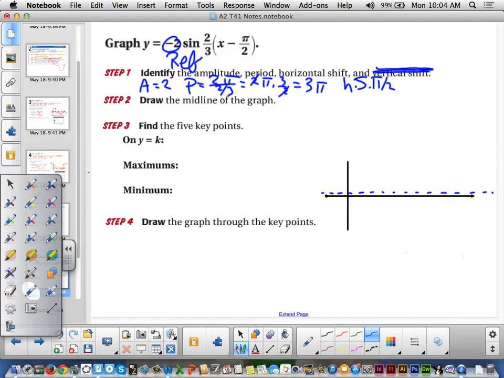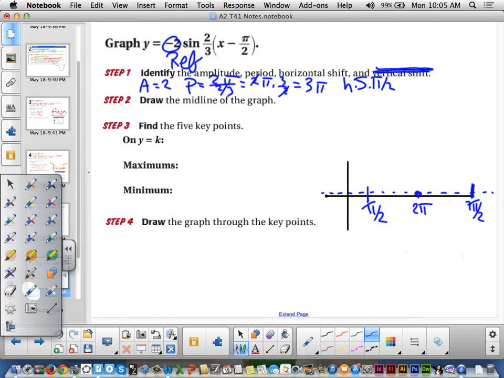The key points, our first key point, we need to shift everything pi over 2 over. So our first key point will be at pi over 2. And then the end of the period is 3 pi later. So you take pi over 2 plus 3 pi to find the end. 3 pi plus pi over 2 is the same as 6 pi over 2 plus pi over 2, which gives us 7 pi over 2. Halfway between that will give us our middle point. 7 pi over 2 plus pi over 2 is 8 pi over 2. Divide that by 2, 8 pi over 2 is 4 pi, divided by 2 is 2 pi.